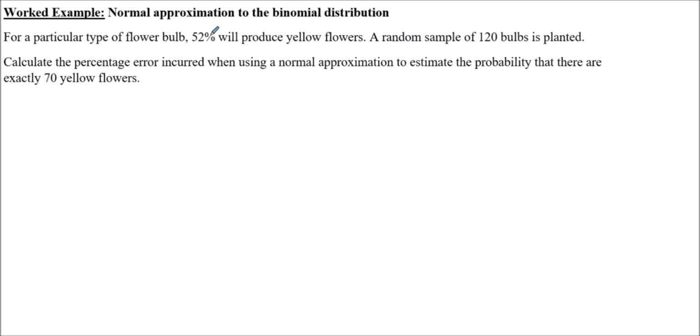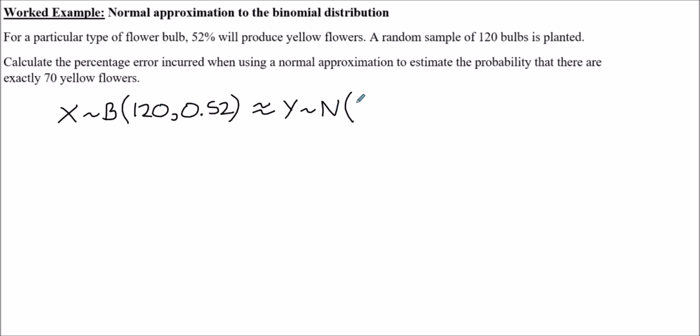Well, first of all, the actual distribution without the approximation would be binomial. We're either going to produce a yellow flower or not. So the actual distribution X would be binomial, and we'd have 120 bulbs in total, with probability of it turning yellow 0.52. So this can be approximated by the normal, if I make the normal big Y. So the expected mean is 120 times 0.52.